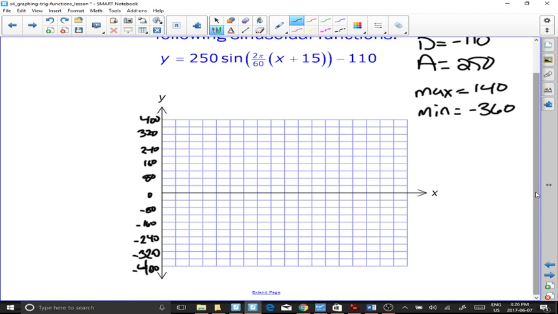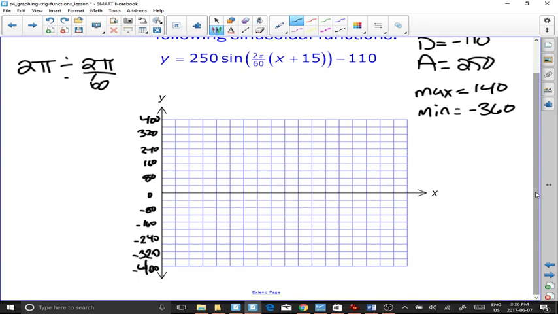As far as the scale goes, a horizontal scale, things get a little bit more funky because the b value is 2 pi over 60. So what we have to do is we have to take 2 pi and divide it by 2 pi over 60. So how do we do that?